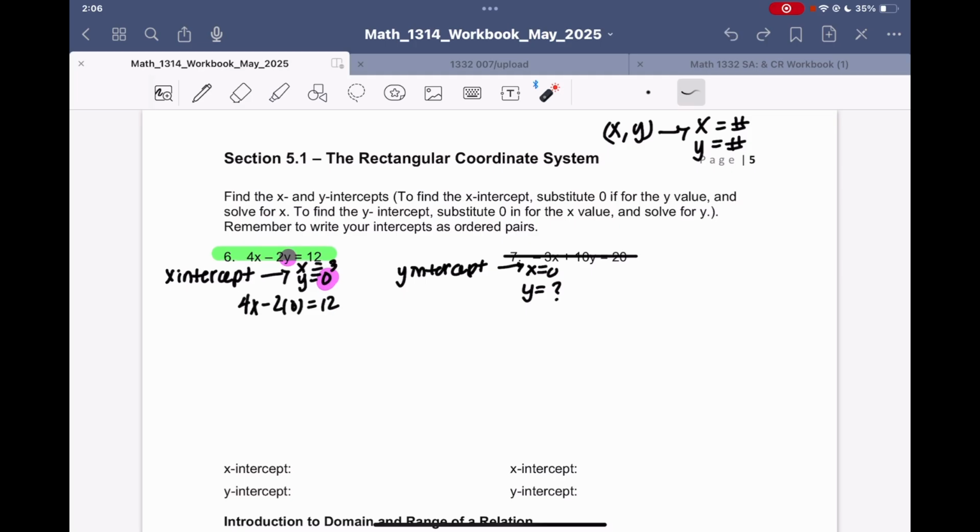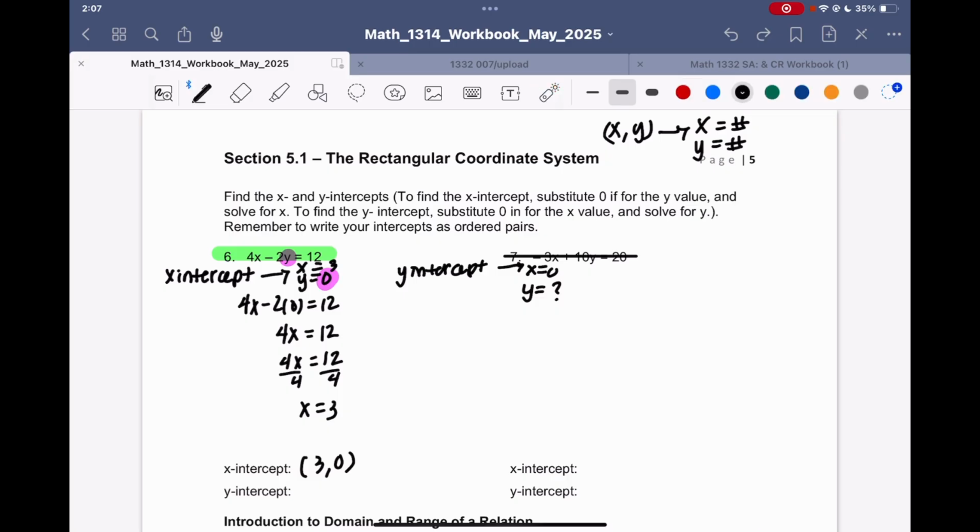And then we're substituting into the problem that's given. So it's 4x minus 2 times 0 equals 12. The 0 cancels out the 2, so it's 4x equals 12. Divide both sides by 4. X equals 3. So that's going to be our x-intercept. When we put together this value and this value here, we're going to get 3, 0.